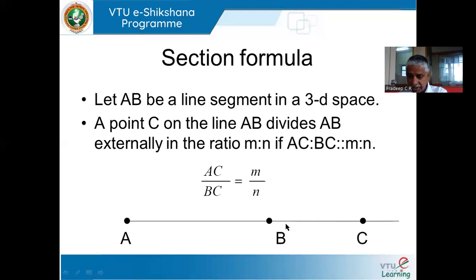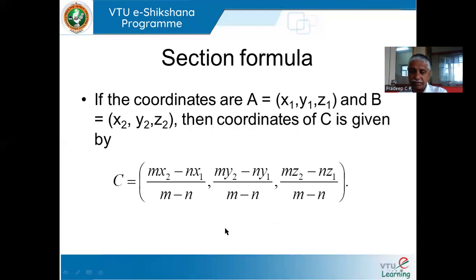M comes with B and N comes with A, meaning the coordinates of A. So this is the formula: (mx2 minus nx1) by (m minus n), comma, (my2 minus ny1) by (m minus n), comma, (mz2 minus nz1) divided by (m minus n). This is the coordinates of a point which divides a line segment AB externally in the ratio m is to n. I hope it's clear what it means to say external division.